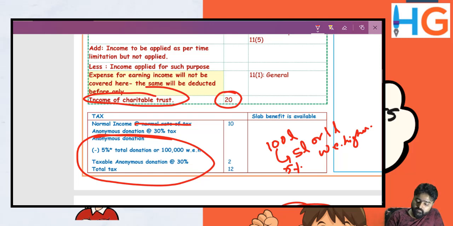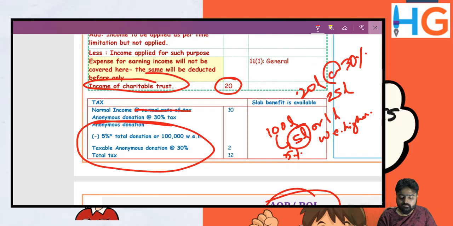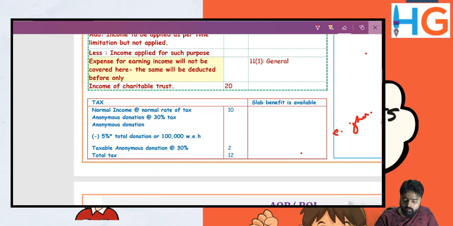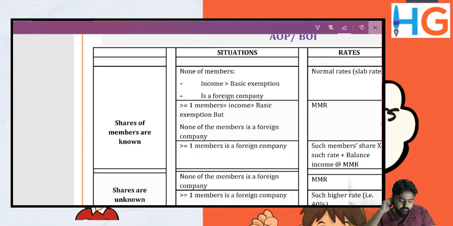That is, if you have received anonymous donations of 25 lakhs, 5 lakhs will be considered as normal donation. It will be taxable at normal rates of tax. Only the 20 lakh amount will be taxable at 30%. Get it? Now this is it for charitable trust. Now we'll be coming to AOP and BOI.